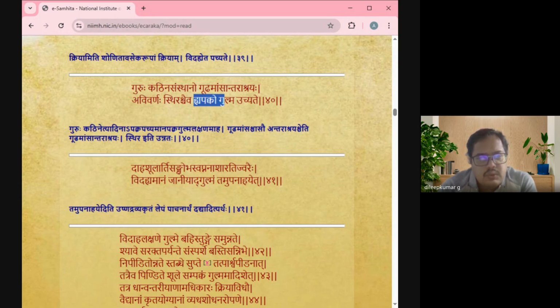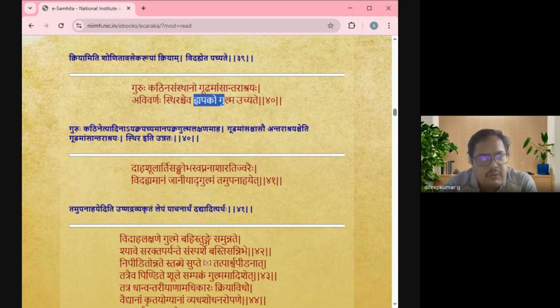Whereas daha, shula, arti, sankshoba, swapna nasha, arati, jwara: these are all the features of vidahyamanam janiyad gulma, a metastatic tumor of inflammatory nature. These come under Vidahi or Vidahya nature.